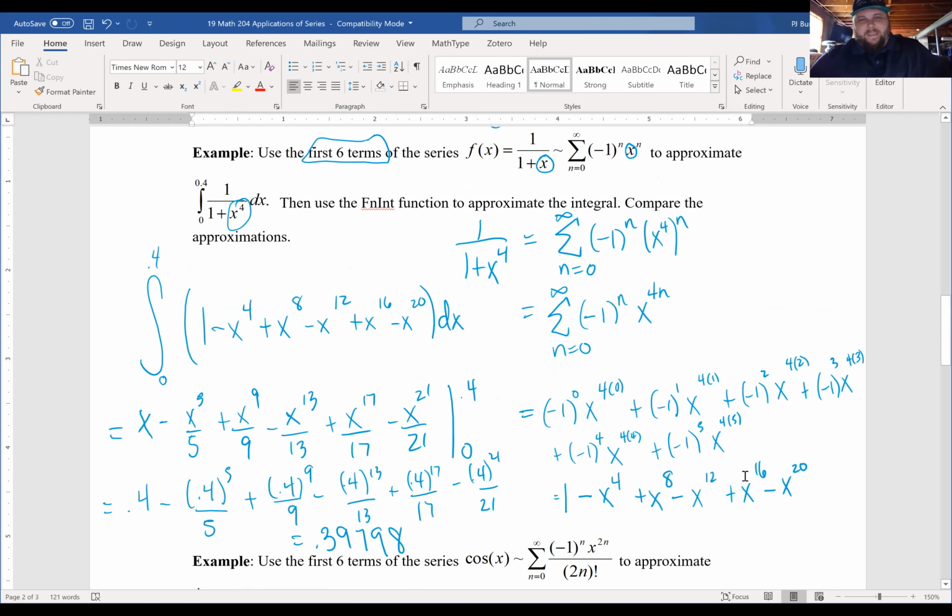Now, of course, remember I said that this works well when x is small. And if you look at the integral, it went from 0 to 0.4. Those are small values. So that's why only 6 terms were needed to get such accuracy.